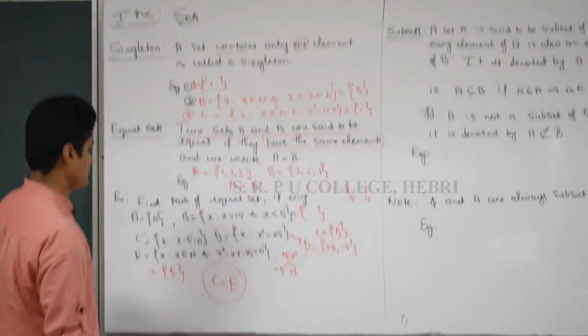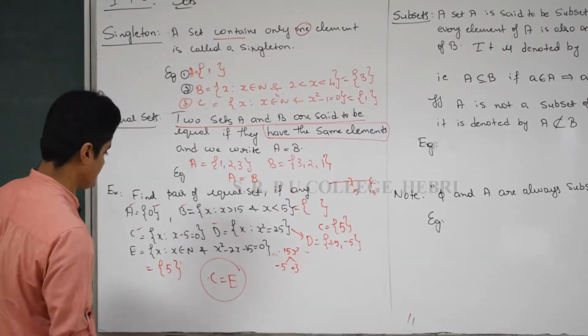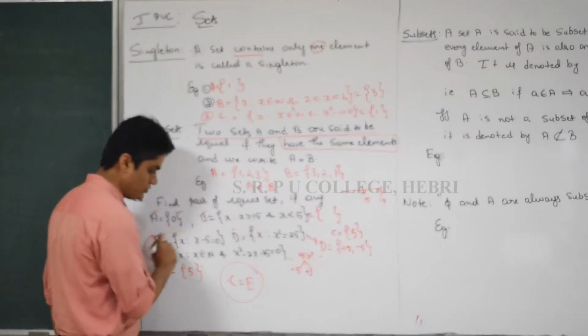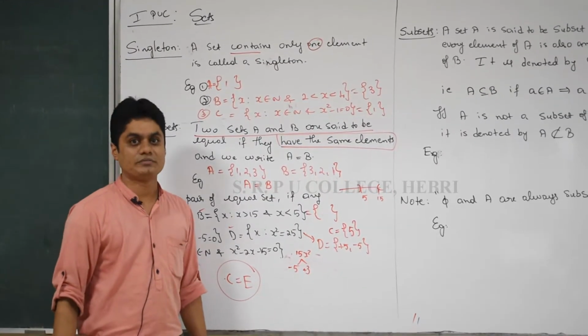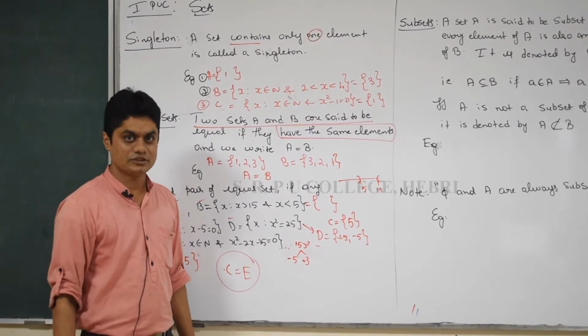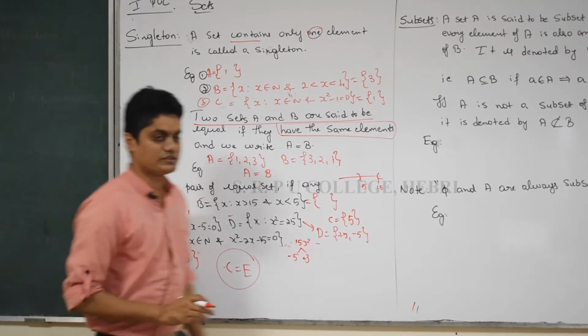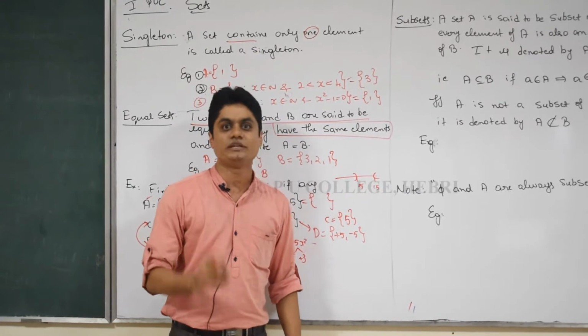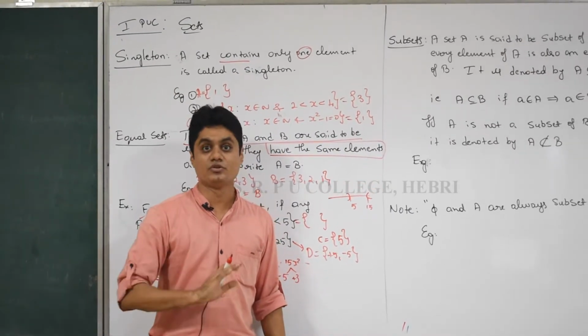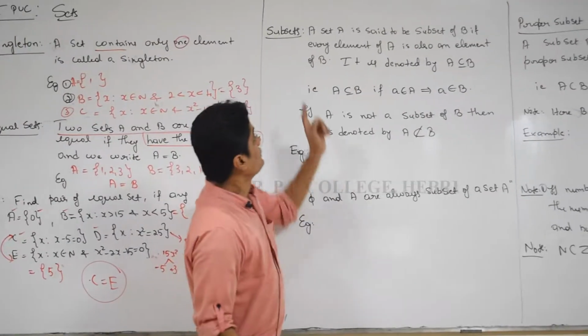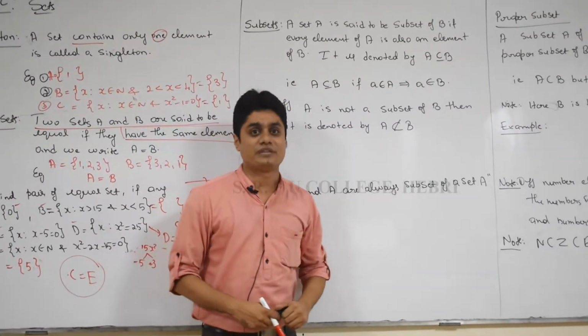Any other? No, there are no other equal sets. Only these two sets, C and E, are equal. Remember that. Out of these four sets, only C and E are equal sets. You can equate two sets only if they have the same elements, no other possibilities. Clear? Very good.